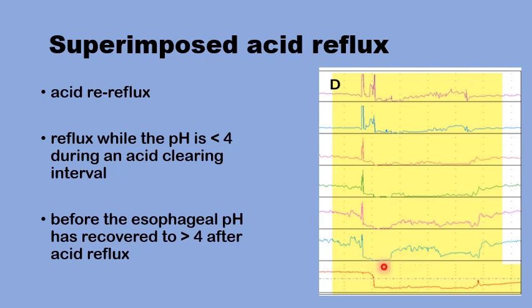You could see first here a drop in the impedance followed by restoration to the baseline, and then another drop in the impedance in the lower esophageal sphincter segment, and you can follow it upwards all the way. So these are two different episodes of reflux. Both of them are acidic. There wasn't enough time for the pH to be restored to the baseline, so it is called superimposed acid reflux.